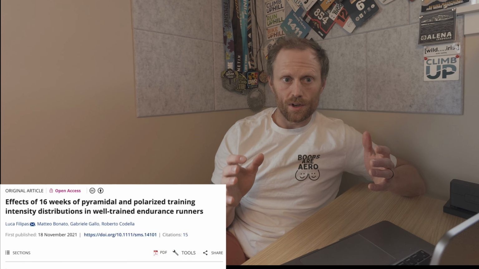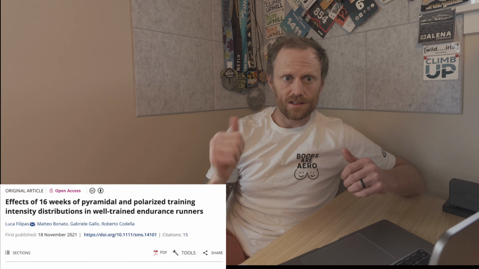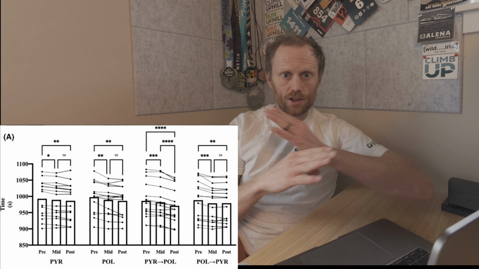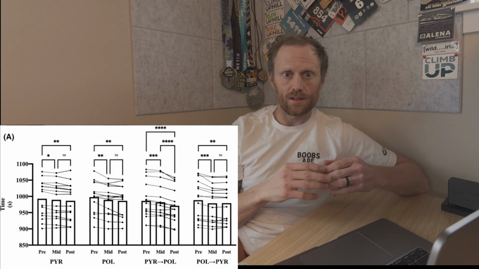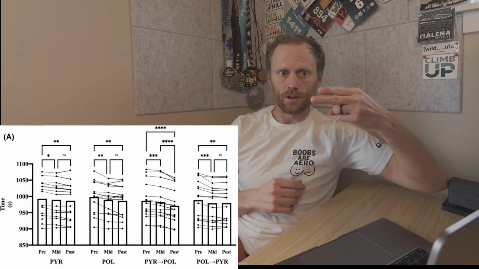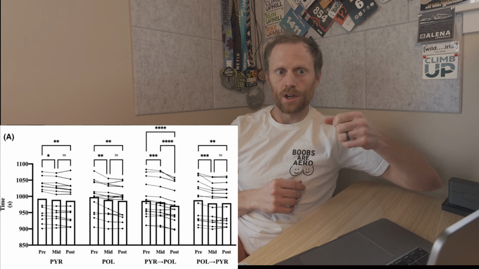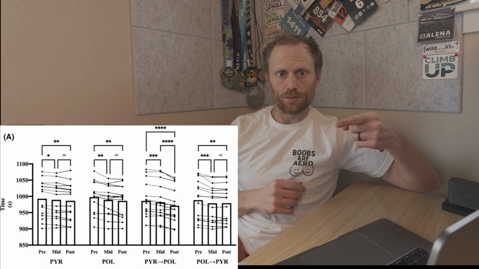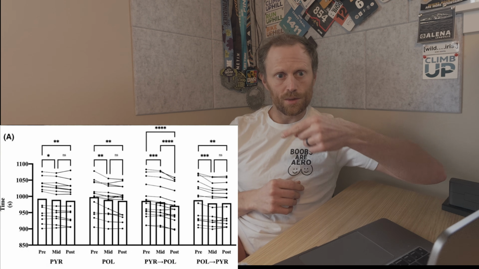And it's reinforced here by Philippus et al. in 2022. They had a study, 16 weeks, pyramidal versus polarized. And some of those athletes, two of the groups, switched midway through the study. So they had one group strict polarized all the way through, one group strict pyramidal all the way through. One group started pyramidal, switched to polarized, and then another group started polarized, switched to pyramidal.